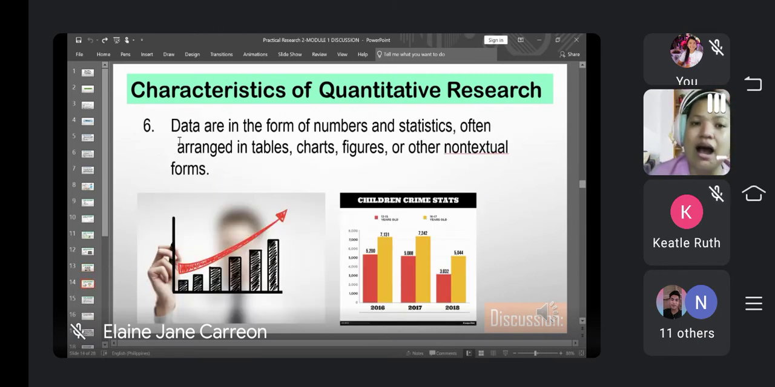Next, data are in the form of numbers and statistics, often arranged in tables, charts, figures, or other non-textual forms. So the data that you're going to gather are in the form of numbers. Sabi ko nga sa inyo, kakambal ng quantitative research ang statistics kasi it includes numbers. So lahat ng data na magagather mo ay in the form of numbers. And they will be arranged in tables, charts, figures, and other non-textual. Pag sinabing non-textual, hindi sila words, numbers sila. Okay?